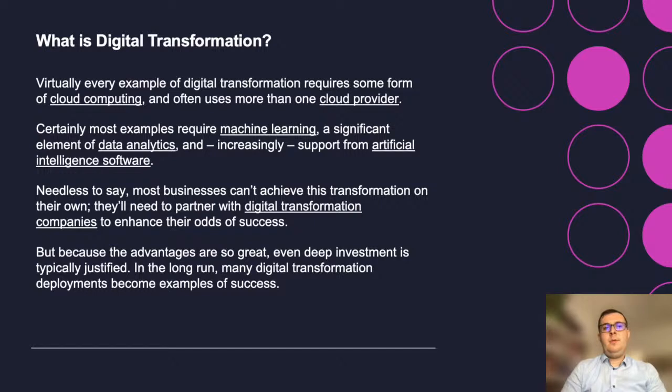Of course, most examples require machine learning, also a significant element of data analytics, which is a very important part of digital transformation. And increasingly, long-lasting support from artificial intelligence software, which will also play an important part in the digital transformation of companies and also of countries. Because digital transformation doesn't come in only one form when we refer to companies, but also to us as people, and also at the macroeconomic level, where a country, the European Union and even the whole world can be transformed with digitalization.